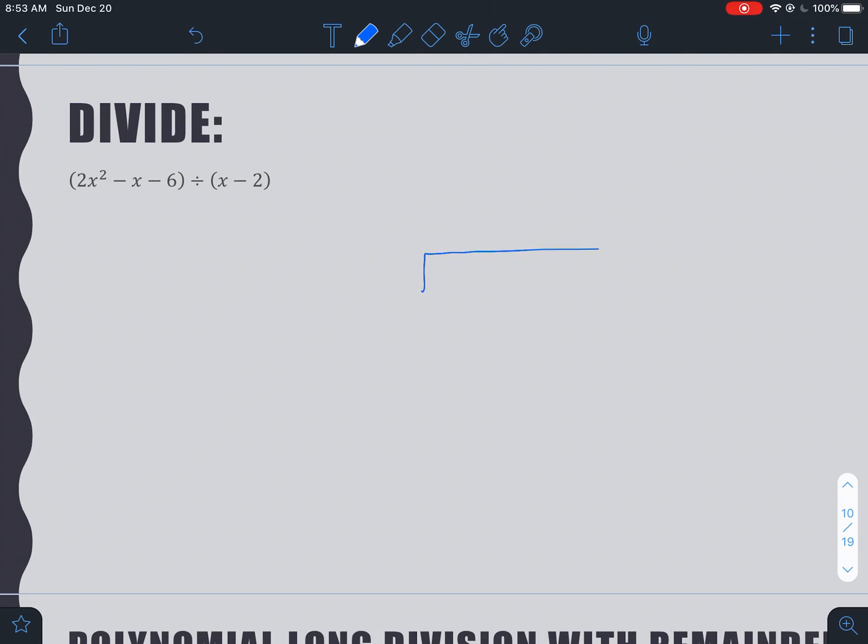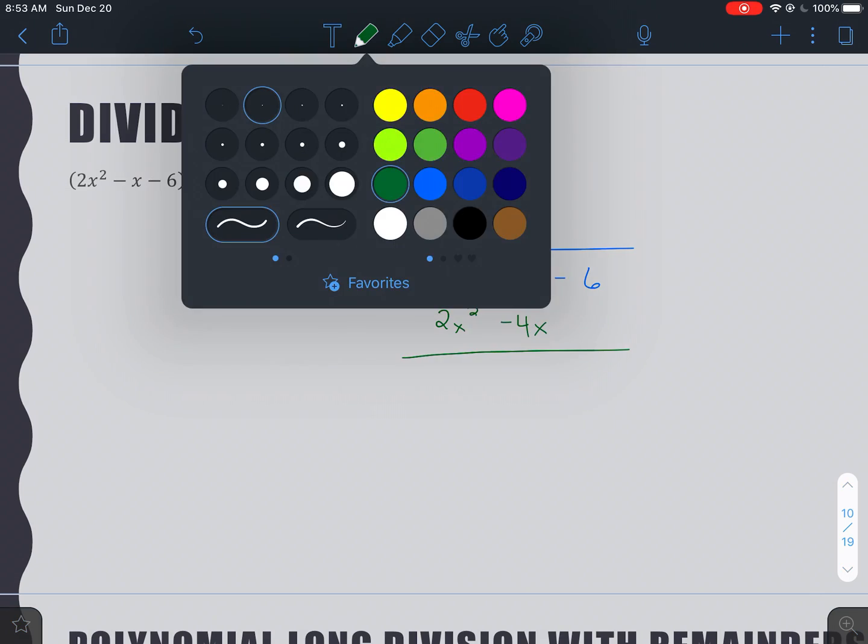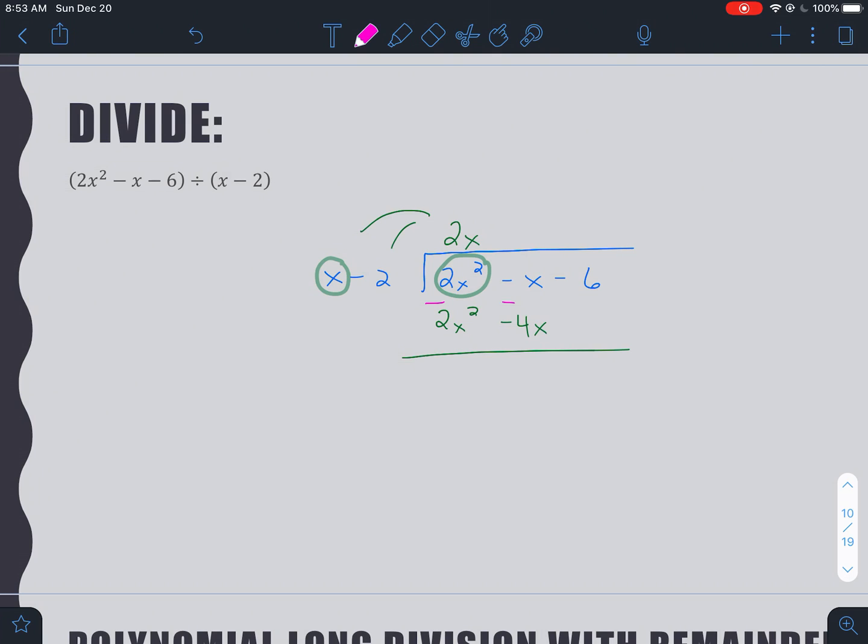So let's look at another one. We have 2x squared minus x minus 6 divided by x minus 2. So let's put the 2x squared minus x minus 6 in the box, and then x minus 2 on the outside. And so x times what would give me the 2x squared? Well, x times 2x gives me the 2x squared. And then multiply this out. So 2x times x is 2x squared. 2x times negative 2 is negative 4x. And then subtract going down.